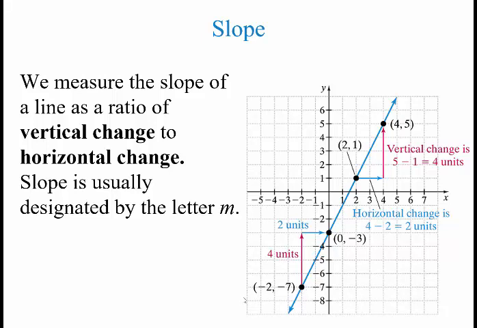If I go down here, the point (-2, -7), and do the same vertical change, up 4 units, and then the same horizontal change, over 2 units, I get back to another point on the line. So this horizontal and vertical change will always get back to points on the line.